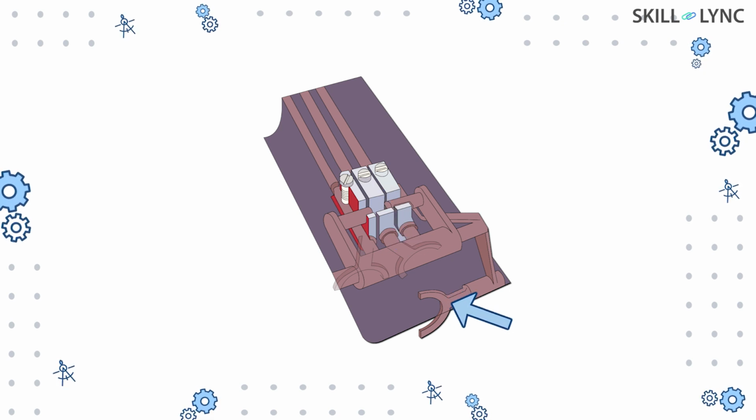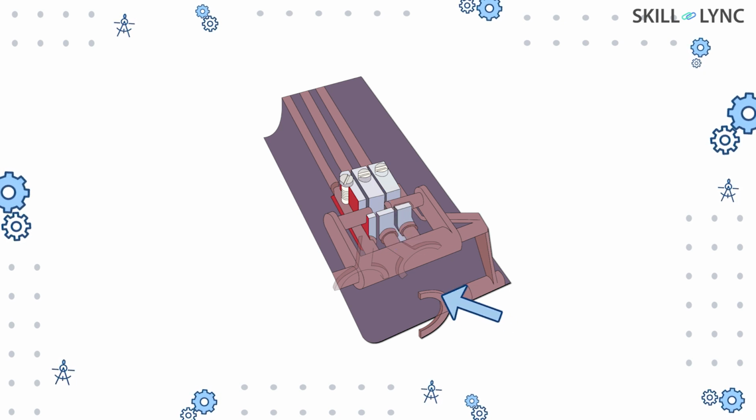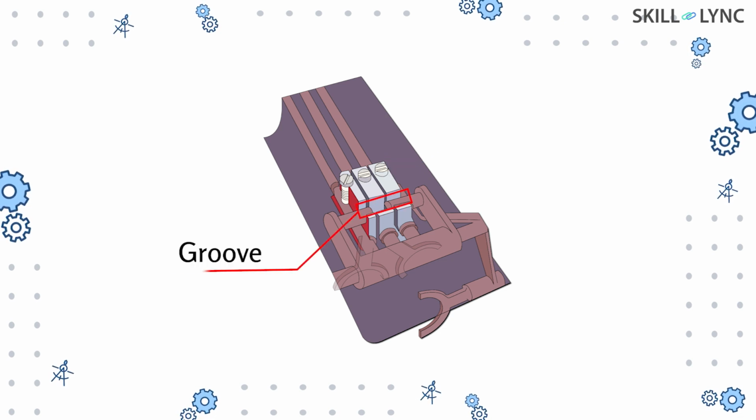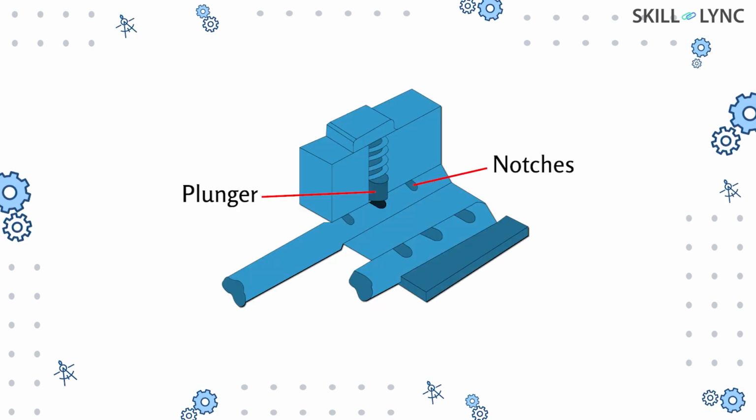Each selector rod is provided with a selecting fork at the end, and also sleeves are provided on it. There is a groove cut in the sleeves wherein the tip of the striker arm is positioned. There are also spring-loaded plungers and notches provided on the selector rod, which is used for locking the gear.